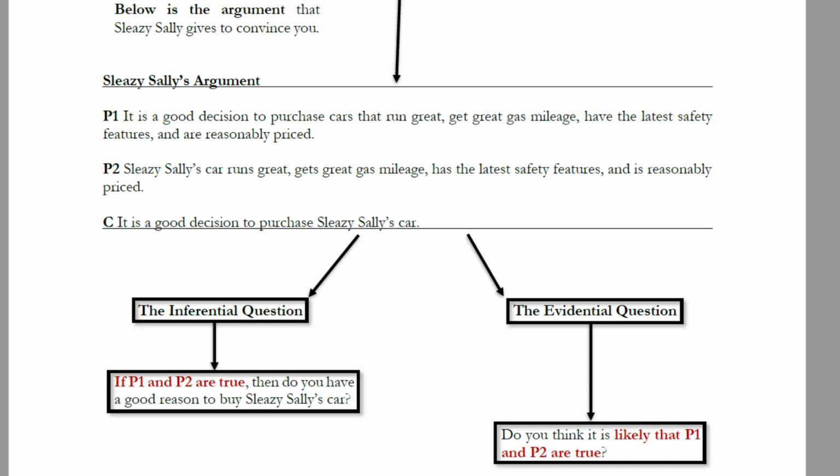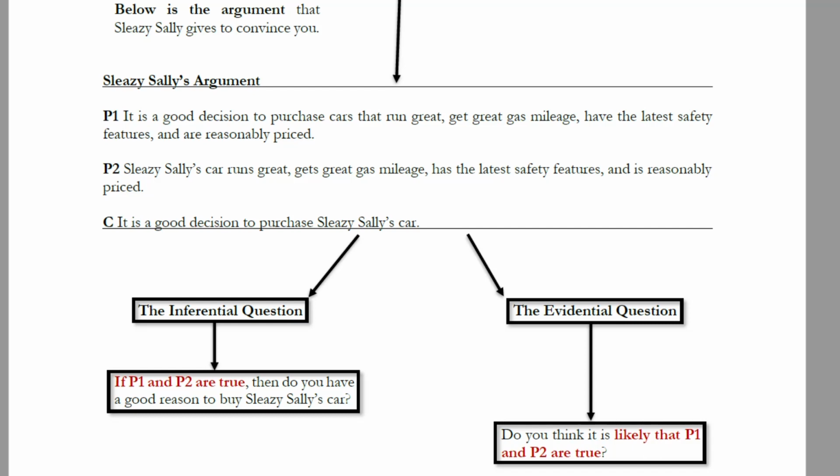Let's begin with the inferential question. As explained previously, when asking this question, we first assume that all the premises are true. So, we assume it is true that Sleazy Sally's car has all the characteristics described in P2. It runs great, gets great gas mileage, etc. And we assume, as stated in P1, that it is a good idea to buy cars with those characteristics. Now, given those two assumptions, do we have good reason to think that the conclusion is true? That it would be a good idea to purchase Sleazy Sally's car? I think so.